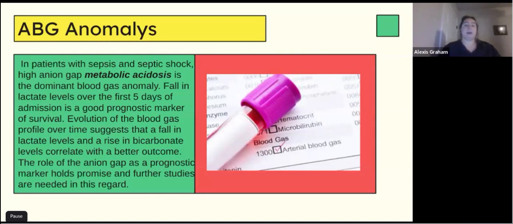So if you have a fall in lactate levels sooner rather than later, then you have a better outcome with this type of metabolic acidosis.